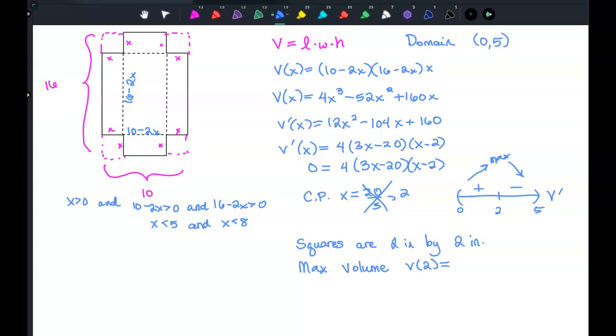What's my maximum volume going to be? You plug it into the original. We can plug it back into the original, right? It's just going to be 6 by 12 by 2. 144 cubic inches.